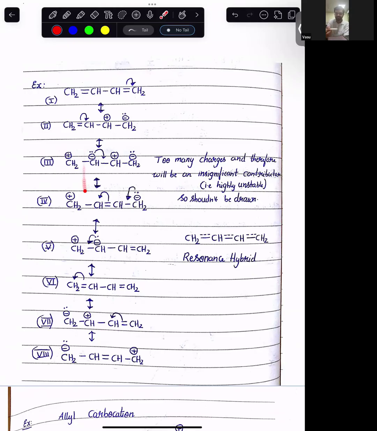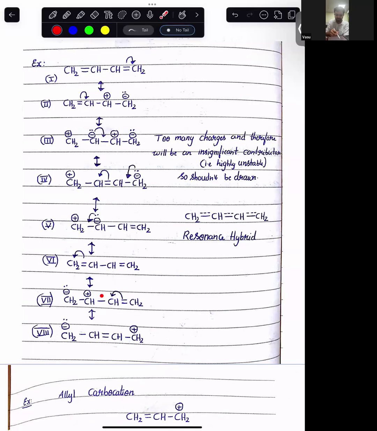In the initial structures, I had broken this pi bond onto this carbon. We can also do it the other way. I can break this pi bond onto this, right? So I'm doing the opposite way, breaking this onto this. So this will have negative and positive. Then I'm shifting this onto this.